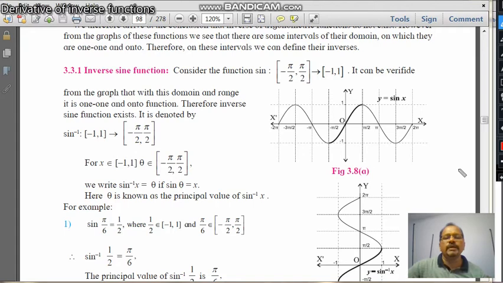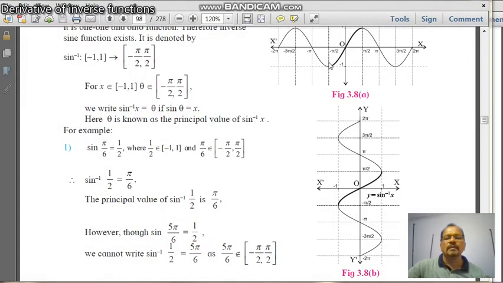Now why I am telling this 1-1 and onto is that only because the function is 1-1 and onto, then only it is invertible, and therefore for this domain closed interval -π/2 to +π/2 towards closed interval -1 to +1, the function sine is invertible and its inverse exists, and that inverse is defined by sine inverse x is equal to theta if sine theta is equal to x, where x belongs to closed interval -1 to +1 and theta belongs to closed interval -π/2 to +π/2. Only in this case the inverse of trigonometric function sine exists.